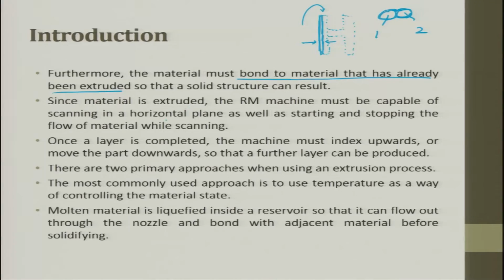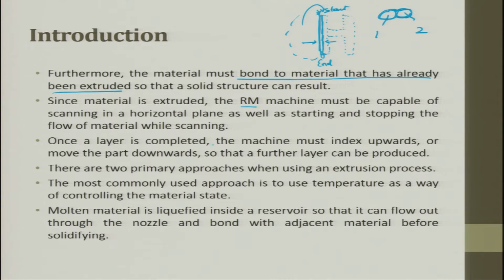Since material is extruded, the rapid manufacturing machine must be capable of scanning in a horizontal plane as well as starting and stopping the flow of the material while scanning. So, for example, you started from here, the H beginning, this is the start point and this is the end point, and you finished here. If you wanted to reuse from here, you can start from this side itself and go, otherwise you go all the way on the top and start from there. So, that is what they say: it must be capable of scanning in the horizontal plane as well as starting and stopping the flow of the material while scanning.